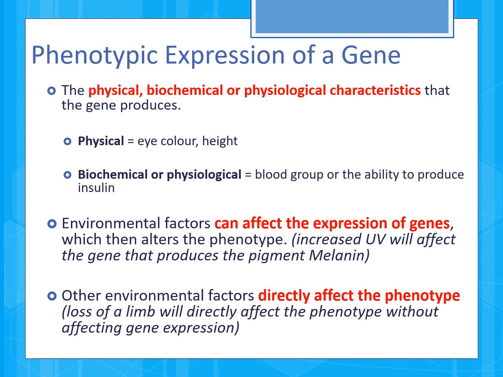It could be biochemical, so the alleles, the genotype, determine what blood group somebody is, or their ability to produce insulin, for example. And so there are environmental factors that can influence the genotype, which therefore influences the phenotype. So let's look at a few examples of that.